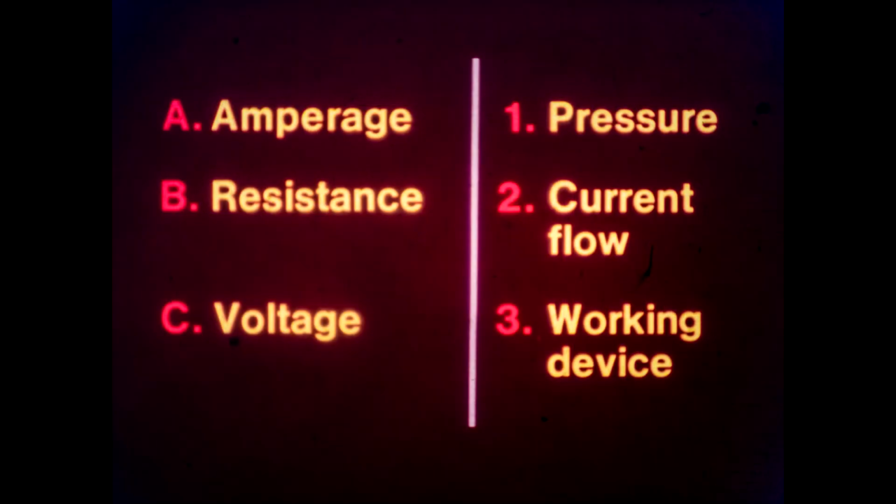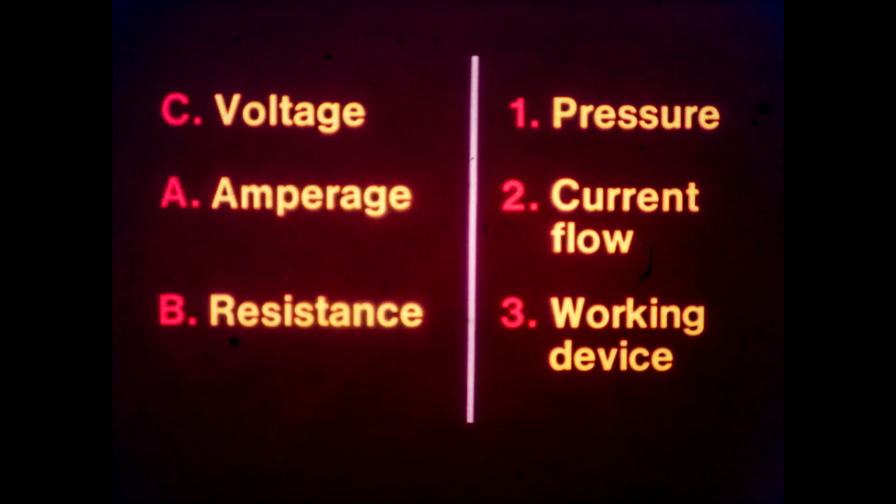Now, match the lettered word that most accurately describes each of the numbered words. Voltage is electrical pressure. Amperage is the amount of electrical current flow. And resistance, in this case, is the working device in an automotive circuit.